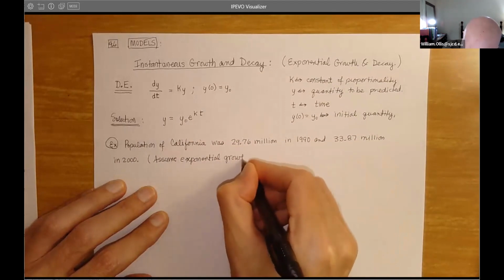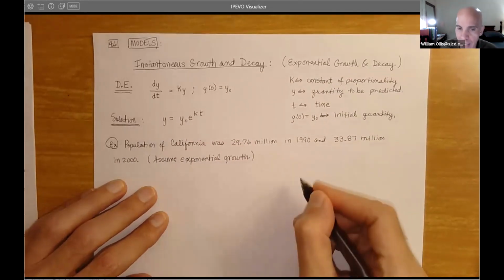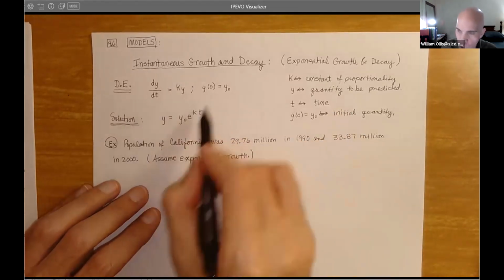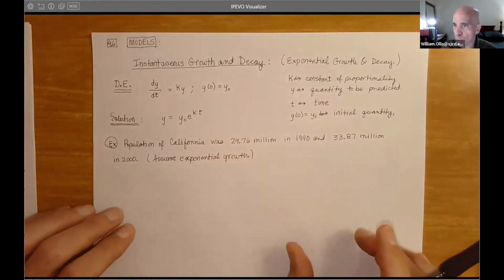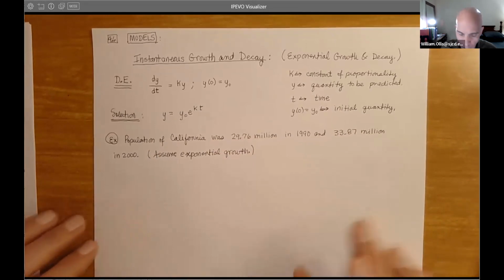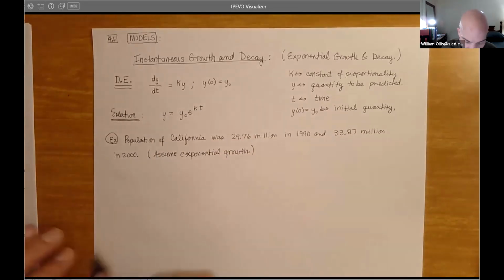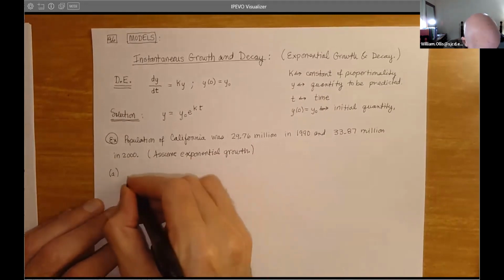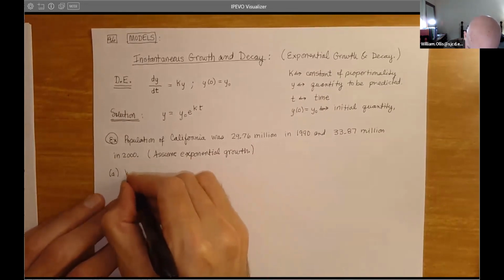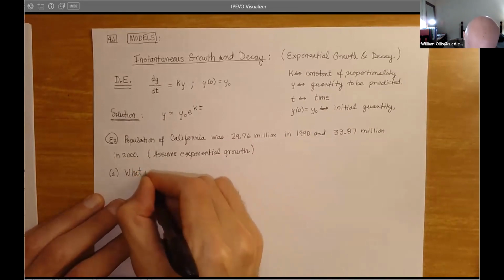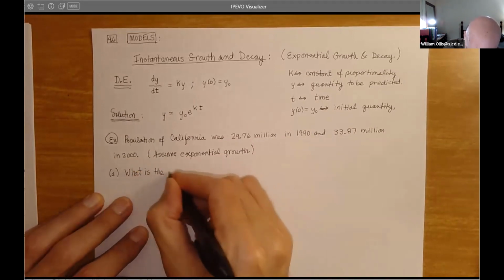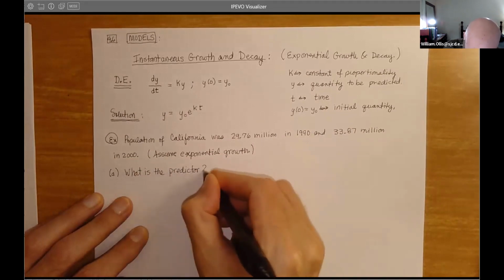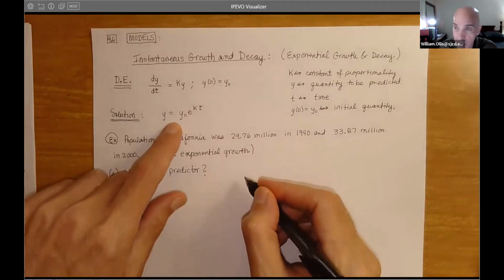So the problem will always say, use the growth and decay law, assume exponential growth. That clues you into this. So there's no guesswork there. Don't have to worry about that. The problem will give you the idea. Now, first, part A in this particular problem is, what is the predictor? That is, what is this?